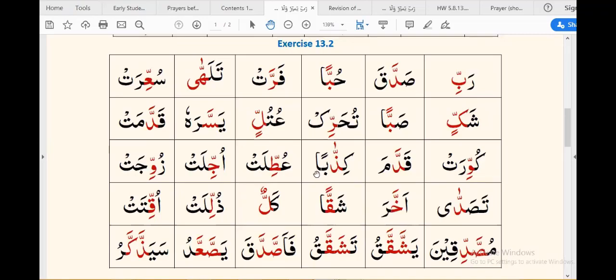Kizaban. Well done. Kizaban. Excellent. Well done. Much, much better. Just keep revising that. Otherwise, you did well. Let's carry on.